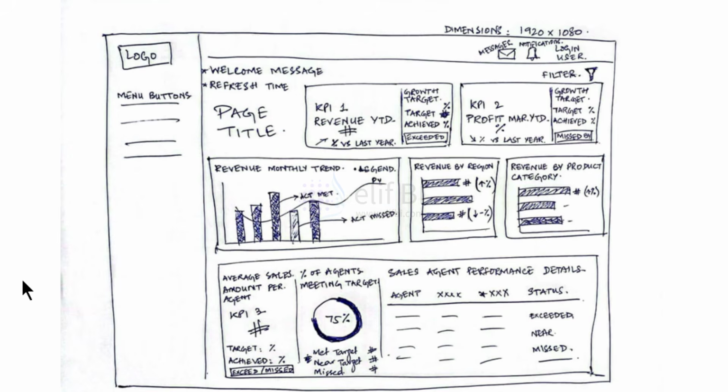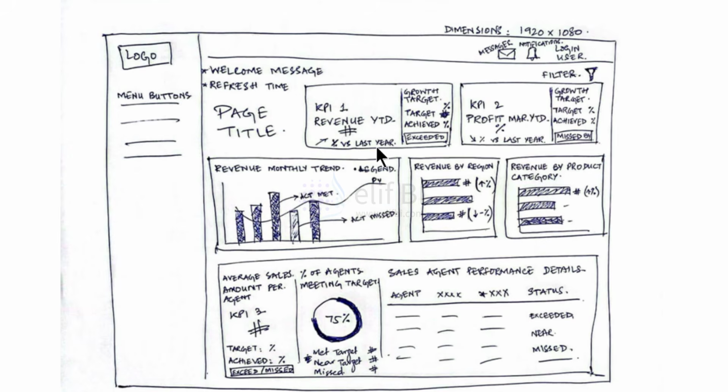We are emphasizing the structure. We are just looking at the placement of different components of the dashboard. As you can see, like the logo, the menu buttons, how I would divide the dashboard, placing some of the details like the filter, the welcome message, dividing the dashboard into 3 sections. One is the KPI part, which is the top part, and then I am drawing those KPIs that I have decided to put on my dashboard. The revenue trend and some of the comparisons, which is in the middle part, and in the lower part I am putting some of the KPIs related to the sales agents.